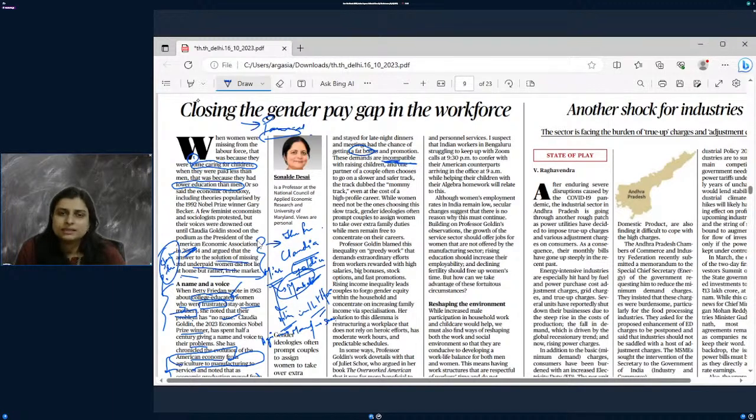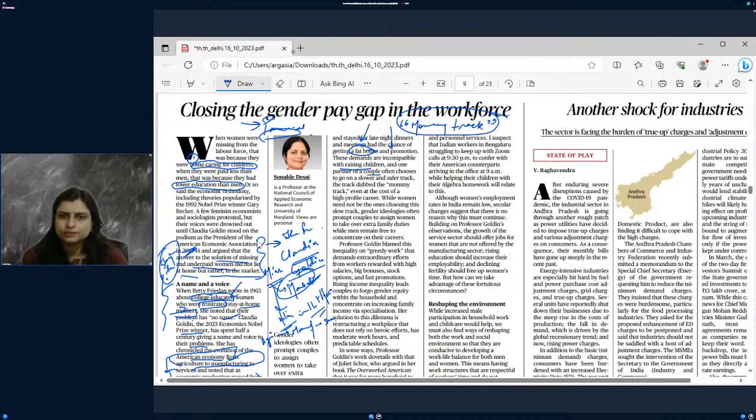These demands are incompatible with raising children, and one partner of a couple often chooses to go on a slower and safer track. The track dubbed the mommy track. That means she has used the terminology, and that terminology is related to the mommy track. That means usually the women's section is going slower, whereas the male section is going for the fat bonuses and promotions.